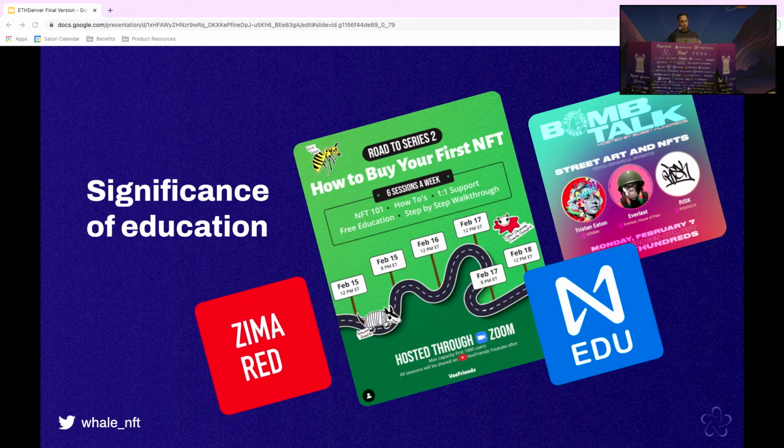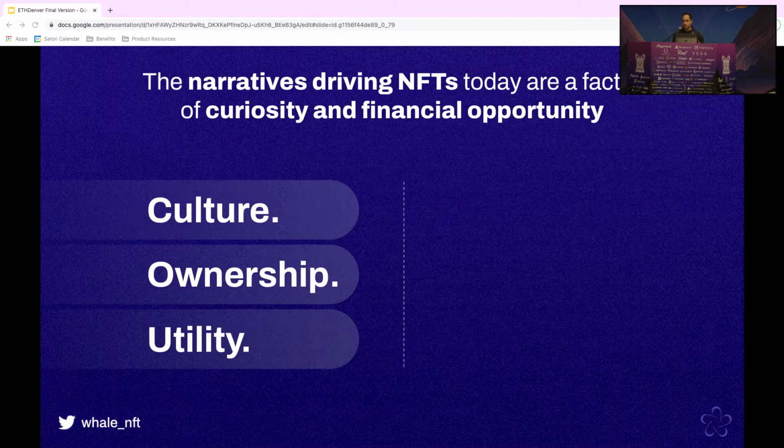So with the scene set of what the market looks like right now, let's walk through some of the narratives that are playing out in this space. And so the narratives that are playing out are a factor of curiosity and financial opportunity. We have culture, we have ownership, and we have utility. And these are the real driving forces that are playing in the market.